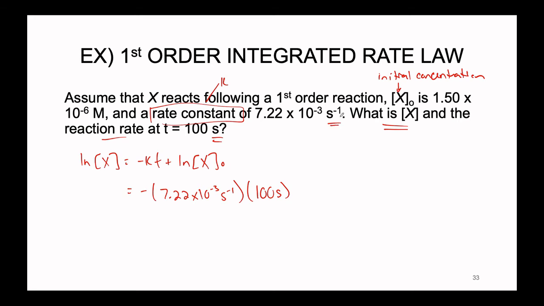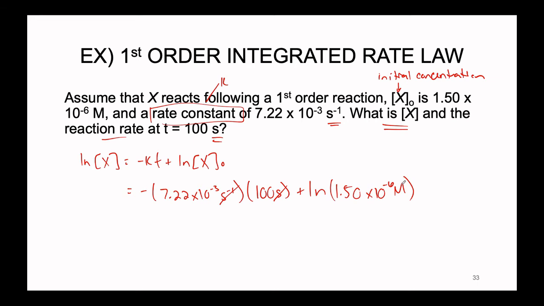So be paying attention to time units, along with every other unit that we need to be paying attention to. But we can see that inverse seconds and seconds will be canceling out here, so we don't need to worry about any second units remaining in our final calculation of the concentration. So we're going to be adding to this the natural log of our initial concentration, which is 1.50 times 10 to the negative 6 molar. And here now we can see the molar unit is going to be remaining at the end. This is the only unit here that's not canceling out.